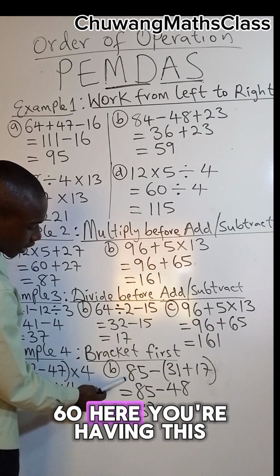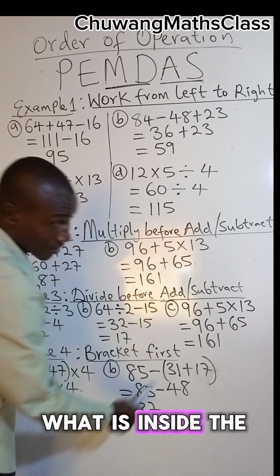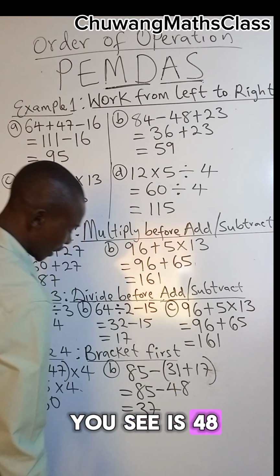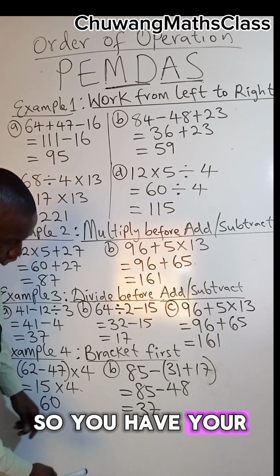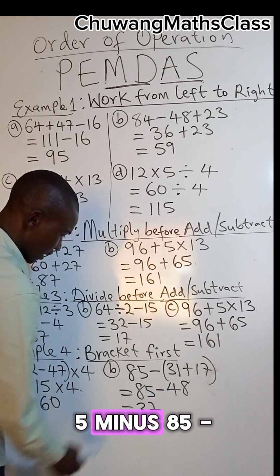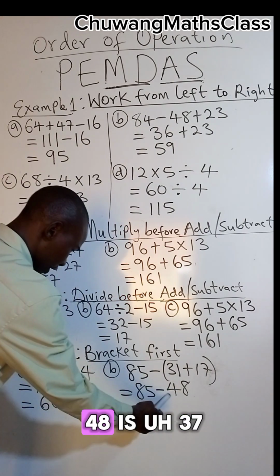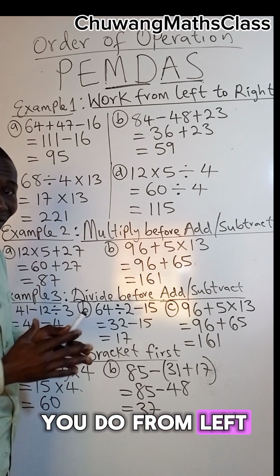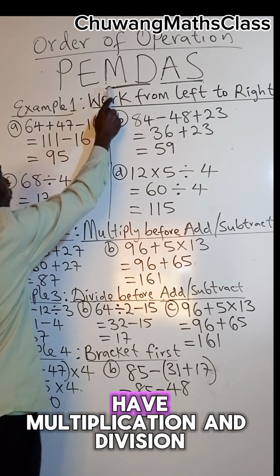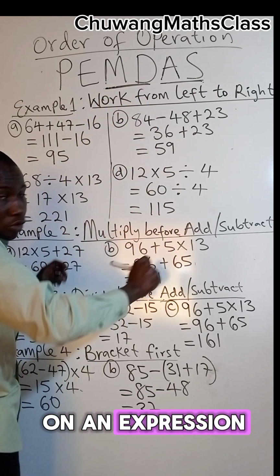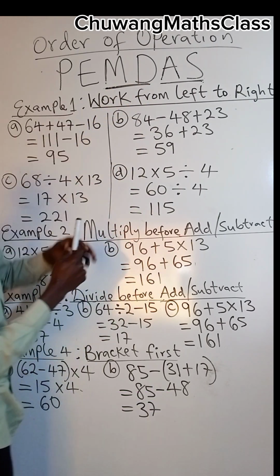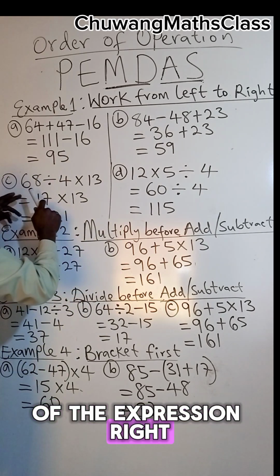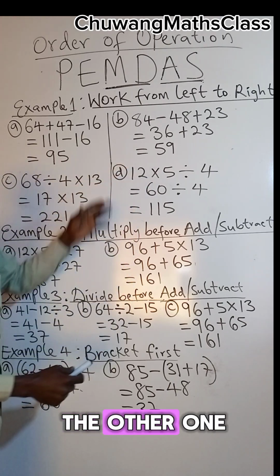Here, you are having this, so you must do what is inside the bracket first. So 31 plus 17 is 48. So you have your subtraction here. So 85 minus 48 is 37. So the one that you must make sure you do from left to right is when you have multiplication and division in an expression. So you must consider that the one you do first is the one that comes from the left of the expression, before you now do the other one.